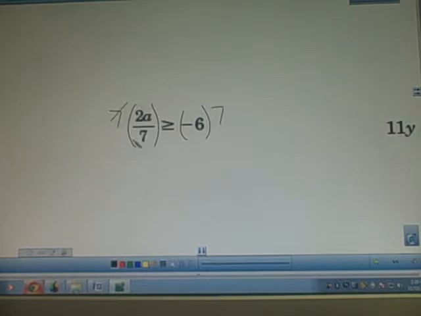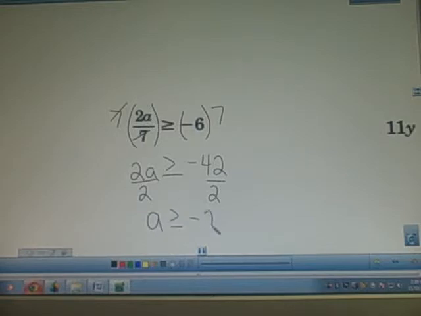My 7's on the left cancel, and I still have my numerator 2a. I'll write my inequality, greater than or equal to, and negative 6 times 7 is negative 42. And my last step is to divide. So a is greater than or equal to negative 21.